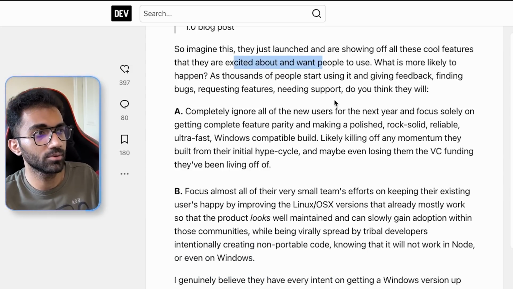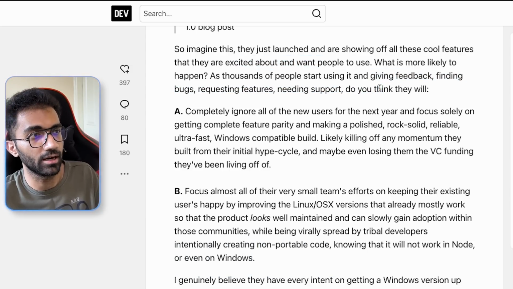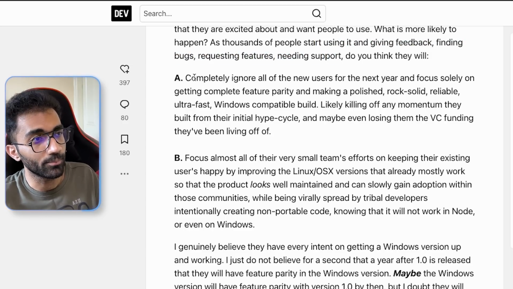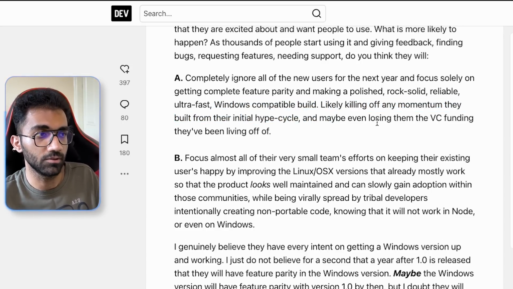As thousands of people start using it and start giving feedback, finding bugs, requesting features, needing support, do you think they will completely ignore all the new users for the next year and focus solely on getting complete feature parity, making it a polished, rock solid, reliable, ultra fast Windows compatible build? Like killing off any momentum they built from their initial hype cycle and maybe even losing them VC funding.